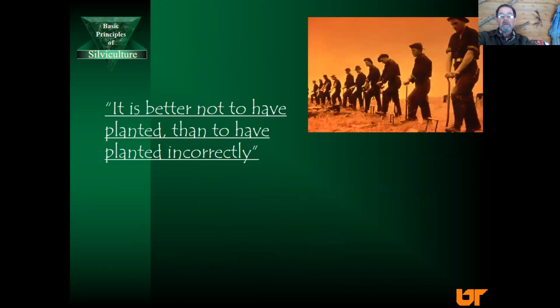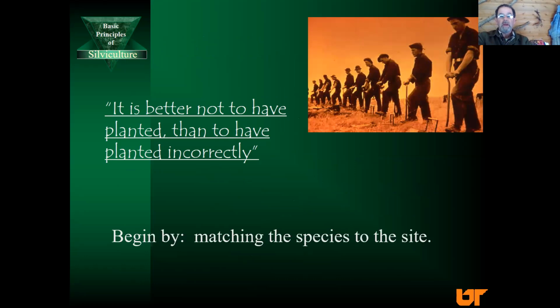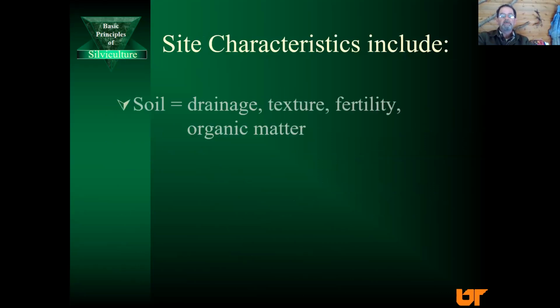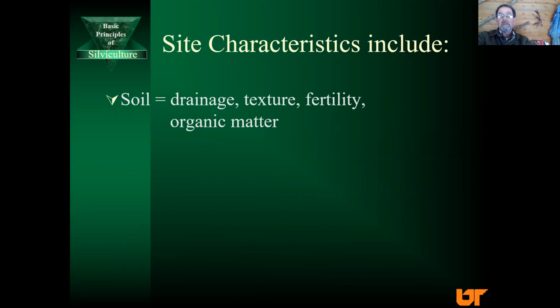So, something to remember, it's better not to have planted than to have planted incorrectly. And so you must begin by matching the species to the site. So what are some site characteristics? What's included in that? Well, the soil, we can't say enough about soil. That really controls the whole planting.